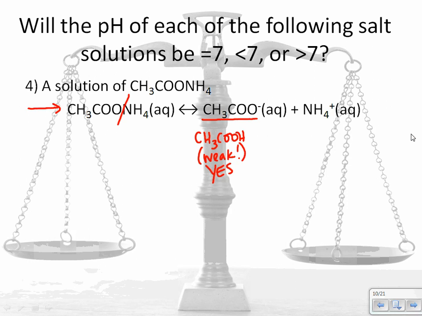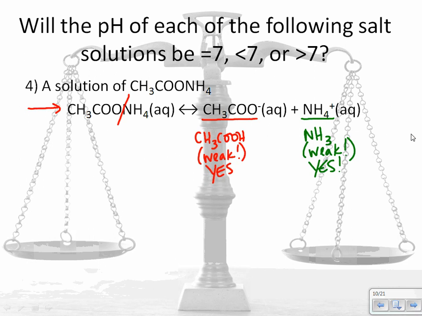Now let's look at NH4+. Well, NH4+ goes with the weak base, NH3. Uh-oh, this is also weak. So will this undergo hydrolysis? Yes. Awesome. So I've just thrown a little monkey wrench in your plans. And now you have two ions that will undergo hydrolysis.